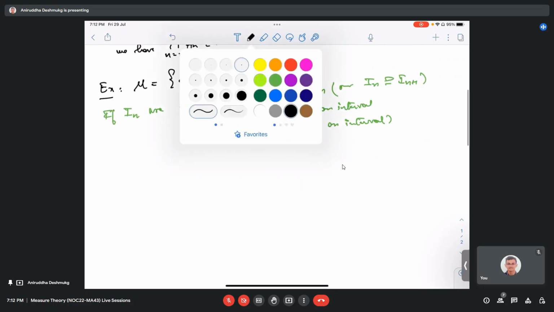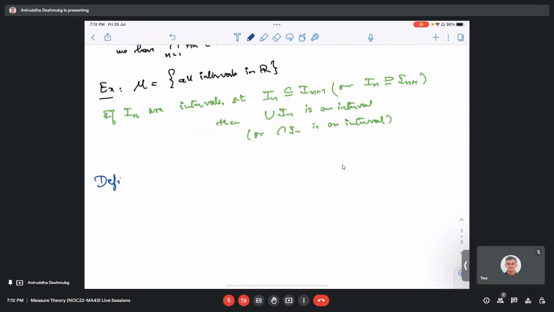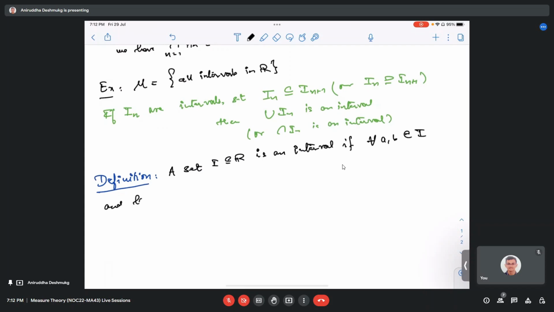Okay, so let me give the definition as well. Sir, if we take any two real numbers, then all the real numbers between those two must be in the interval. Correct. So a set I in R is an interval if you take any two real numbers A and B in I, and let C in R be such that A is less than C is less than B, so C lies between A and B, then we must have that C also belongs to I. So is this definition of an interval clear?